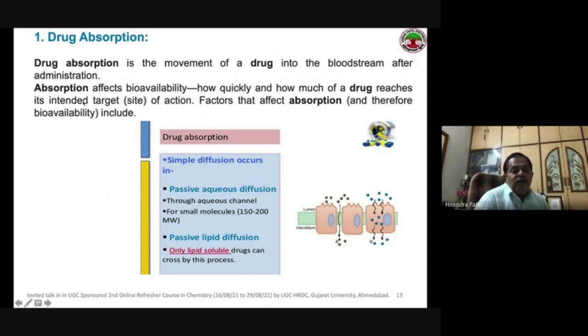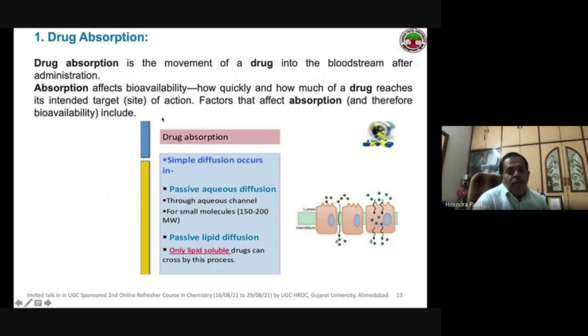Now the absorption effect will increase the bioavailability. Based on the absorption capacity of a drug molecule, we can have the bioavailability. So how quickly and how much of a drug reaches its intended target, that is the site of action, and the factors that affect absorption, are included in bioavailability.